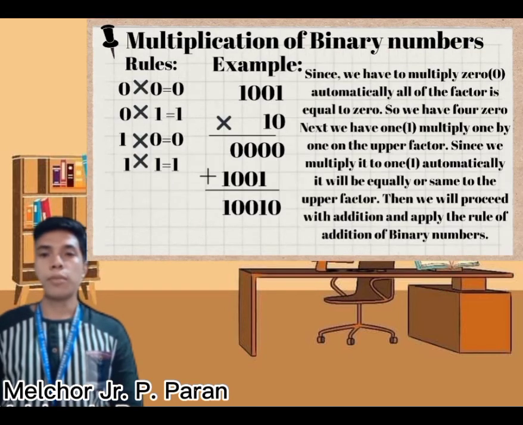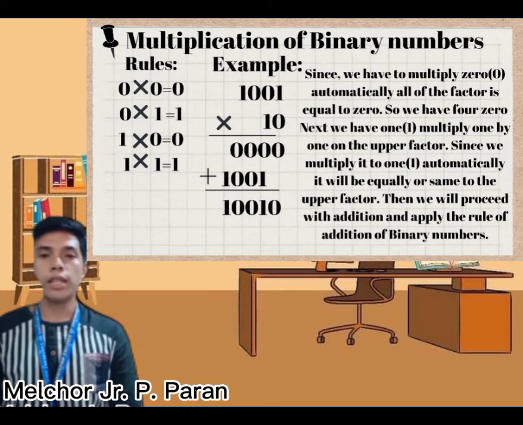The third operation is multiplication of binary numbers. We also have rules, and let us apply them to an example. 1001 multiplied by 10. The first digit of the multiplier is 0, so automatically the whole row is equal to 0, so we have 4 zeros. Next, we have 1 multiplied by 1001. Since we multiplied by 1, it will automatically equal the upper factor, so we have 1001. Then we proceed to addition and apply the rules of addition of binary numbers.